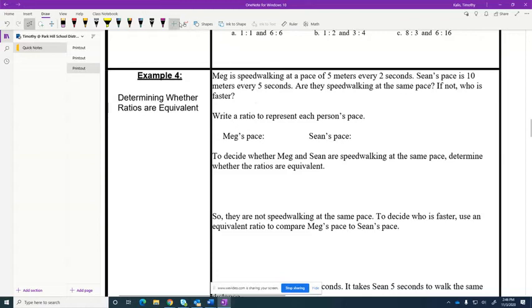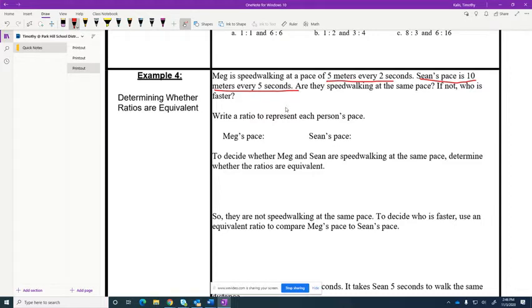In this real world example, we are trying to determine whether the ratios are equivalent. The problem is this: Meg is speed walking at a pace of 5 meters every 2 seconds. Sean's pace is 10 meters every 5 seconds. Are they speed walking at the same pace? If not, who is faster?